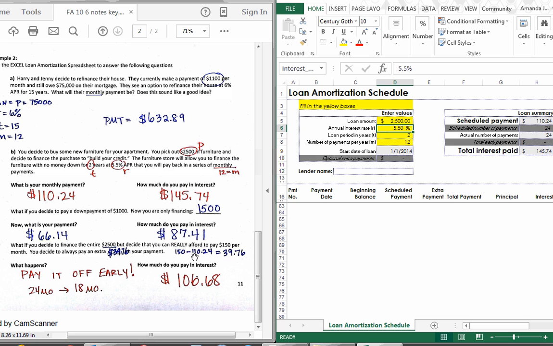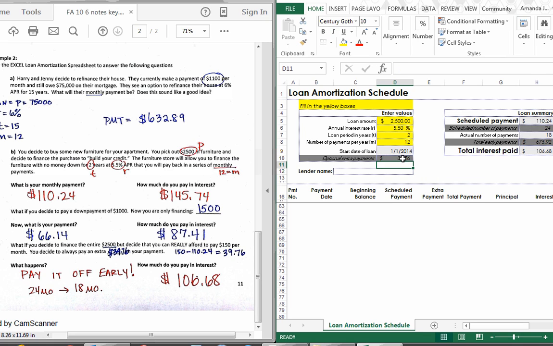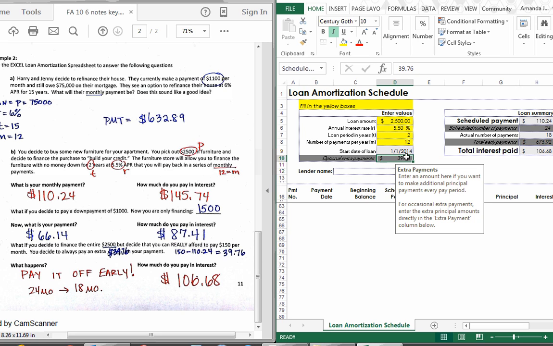So $150 minus your $110.24 that you owe right now. You decide every month you're just going to write the check for $150. In other words, you're going to be adding an extra payment of $39.76 or the remainder of that. So I'm going to put that in this spot here that says optional extra payments, $39.76. All right. So if I'm talking about that $39.76, that puts on there extra. Okay. What ends up happening?